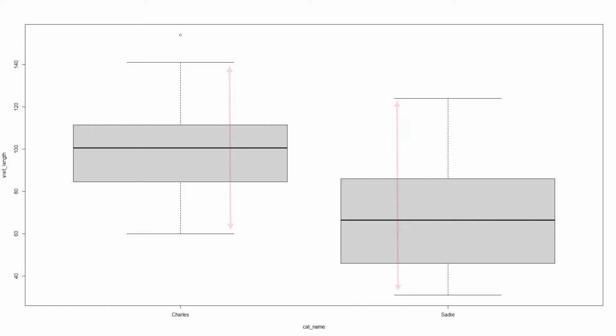It also appears that the variance of observations for Charles is smaller than the variance of Sadie's visits. Again, this makes sense to me. Sometimes Sadie really enjoys being up here, and sometimes she really does not. Charles, on the other hand, tends to mostly be okay with it, no matter what.